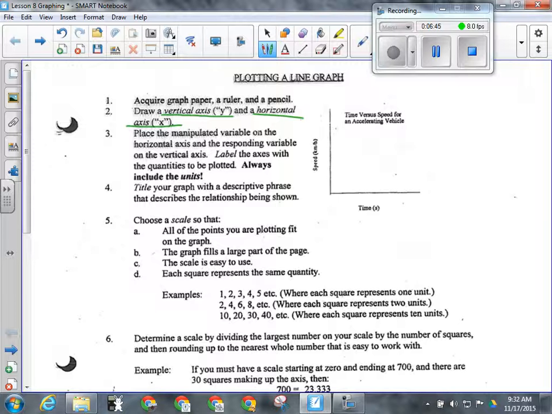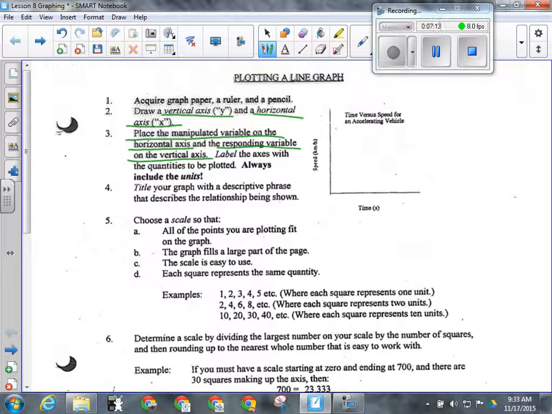The manipulated variable always goes on the x-axis, and the responding variable always goes on the vertical axis, because we want to see what happens to the responding variable as we change the manipulated one, right? So we see change in an experimental graph by looking at the vertical part of the graph. We know what we're changing is always going to be the horizontal part of the graph.